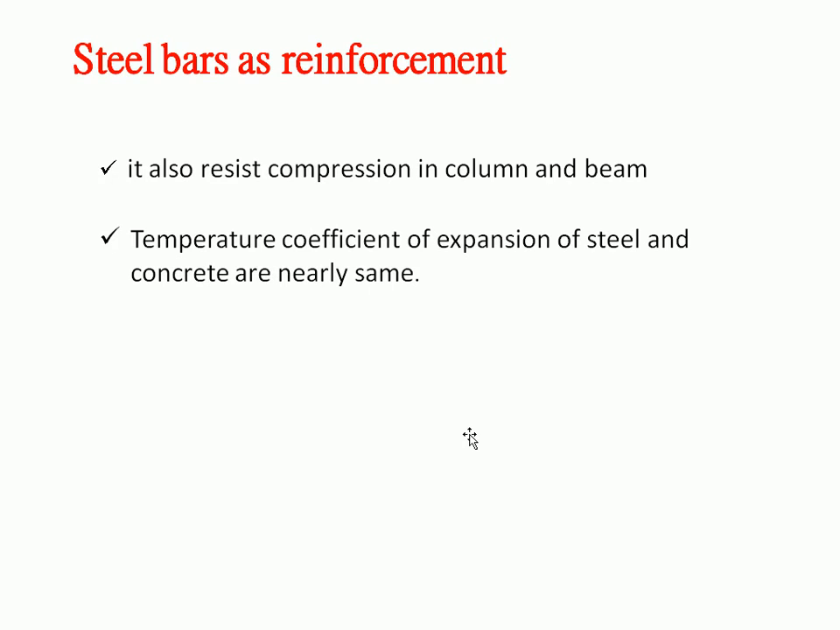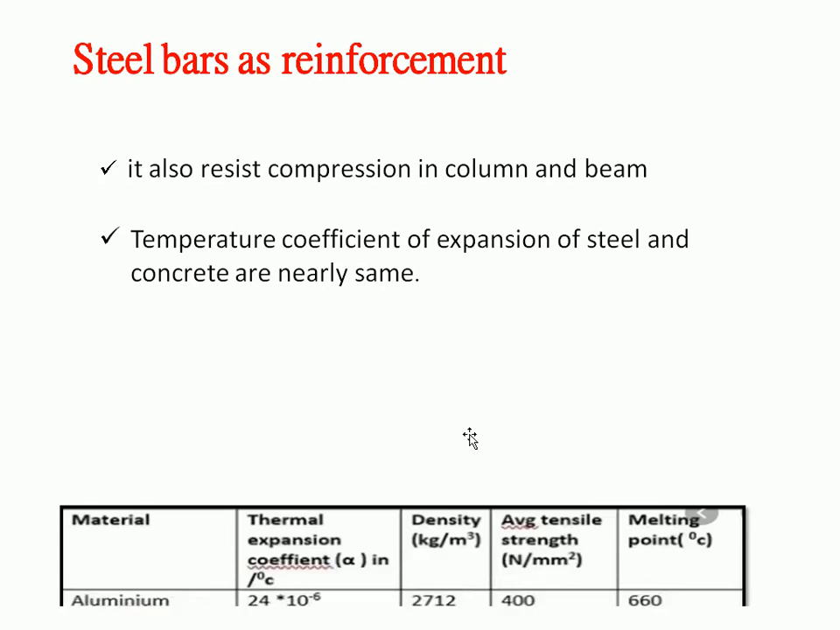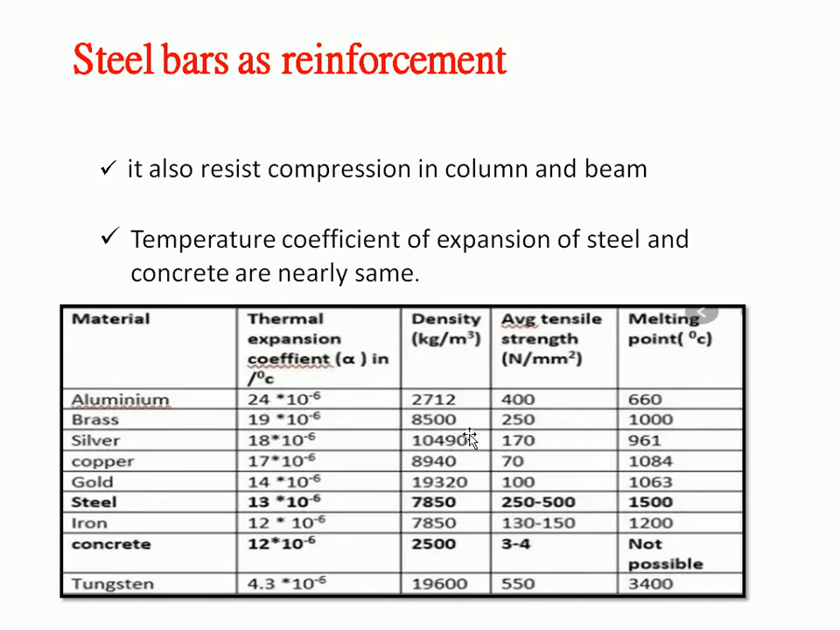The temperature coefficient of expansion of steel and concrete are nearly the same. The thermal expansion coefficient is a material property. Different materials expand at different rates. But one reason we use steel as a reinforcement in concrete is that alpha for the concrete and the steel are roughly the same. That's why we use steel as a reinforcement.